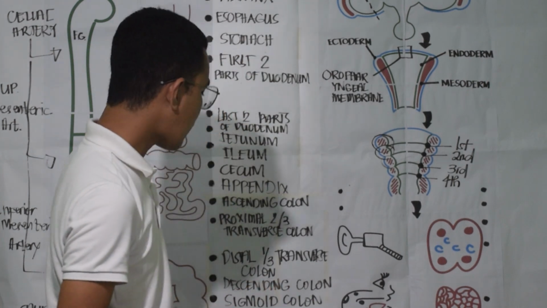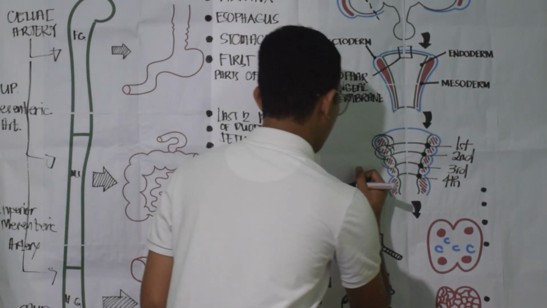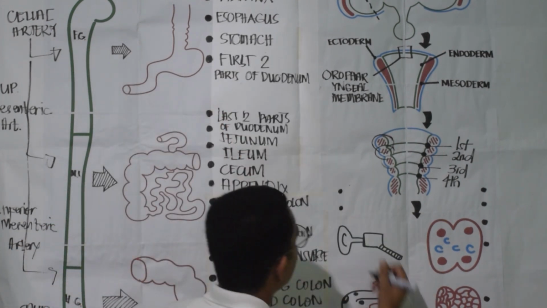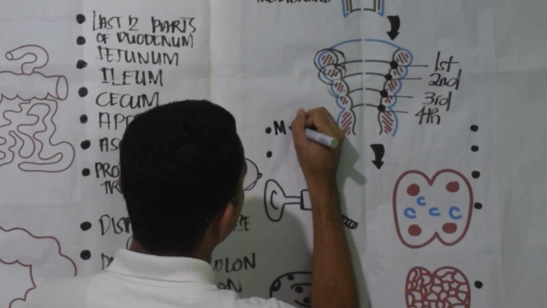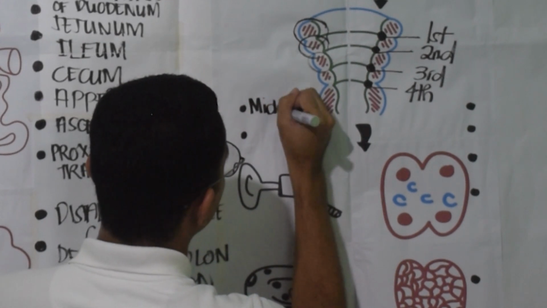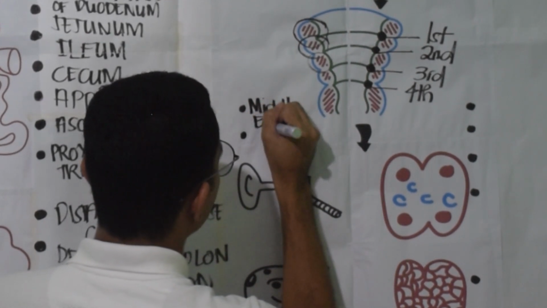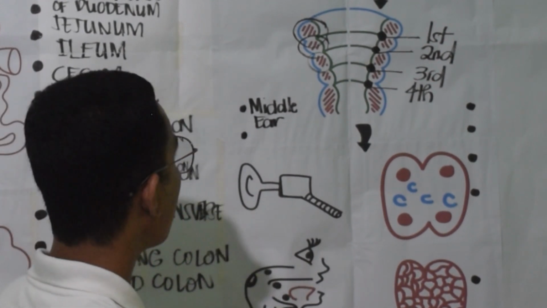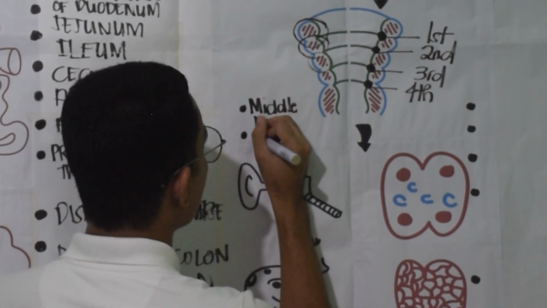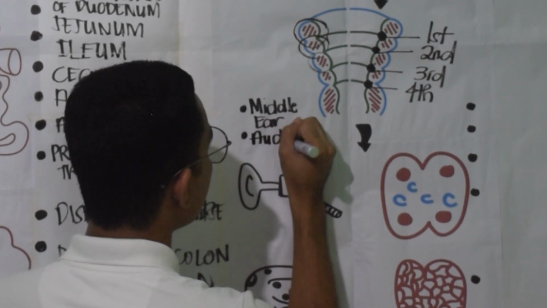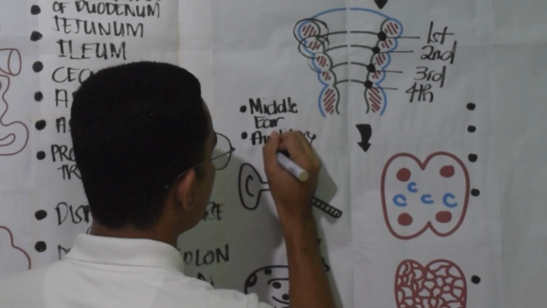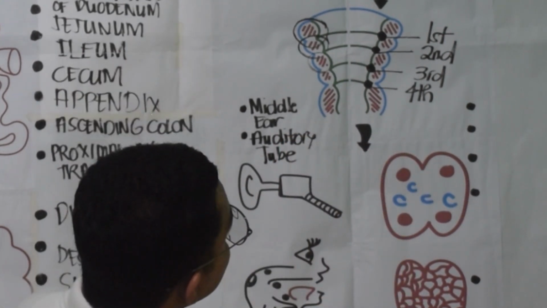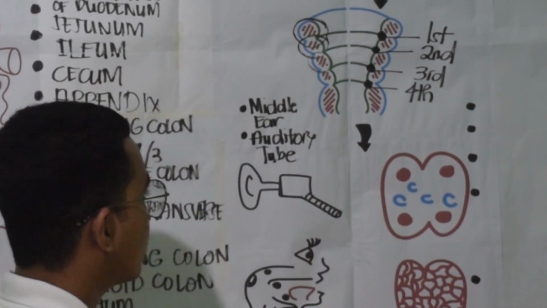Your first pharyngeal pouch will give rise to your middle ear, or your tympanic cavity. Next is the other one, auditory tube, or your eustachian tube. Okay, that's the first pouch derivative.